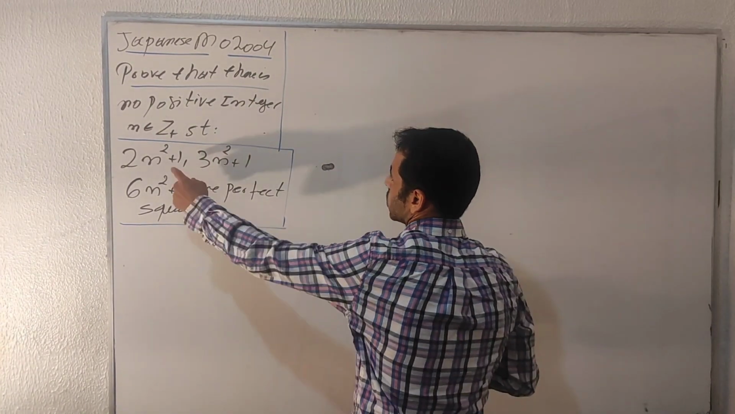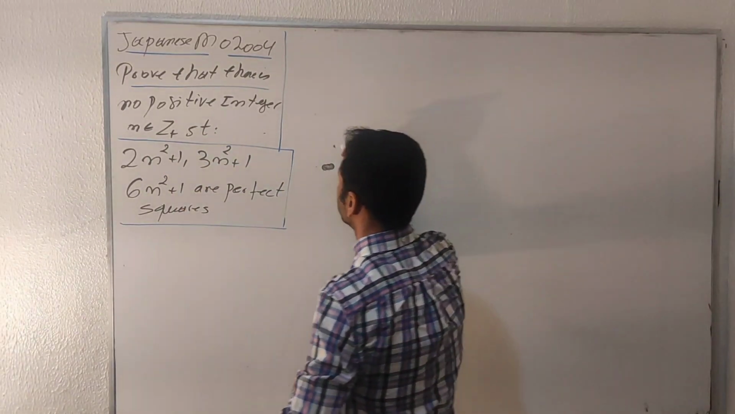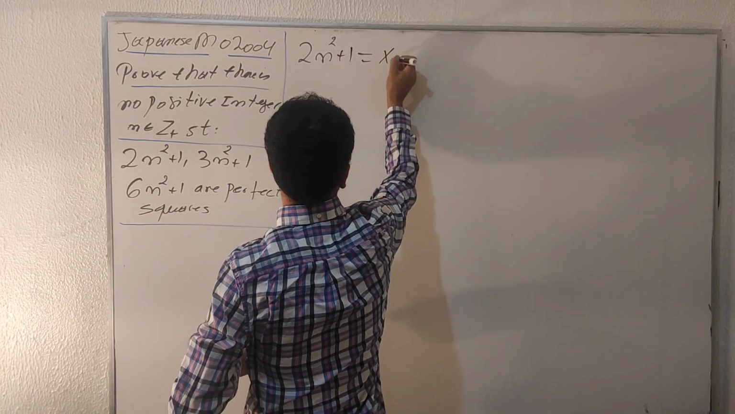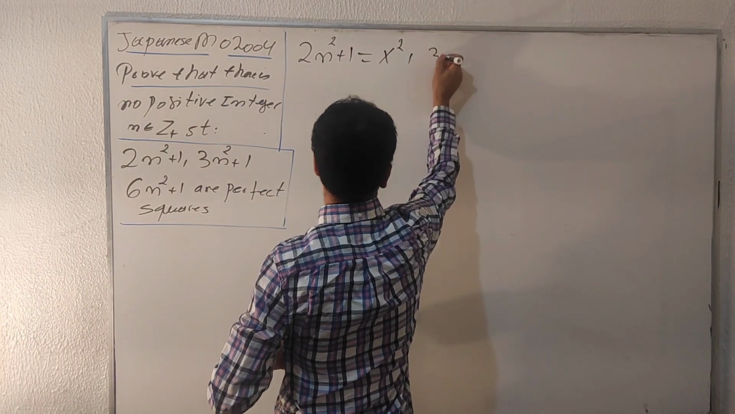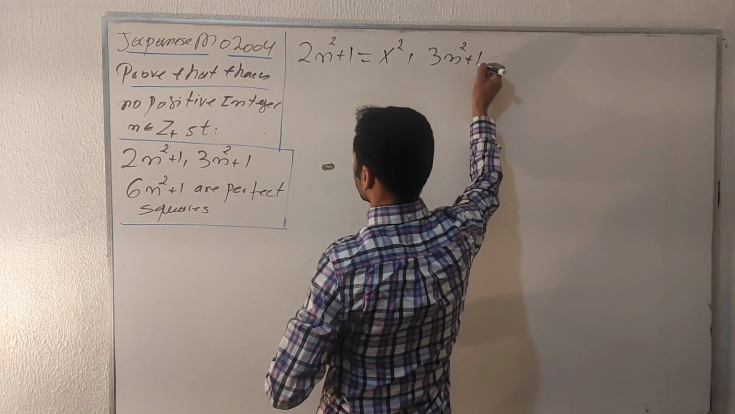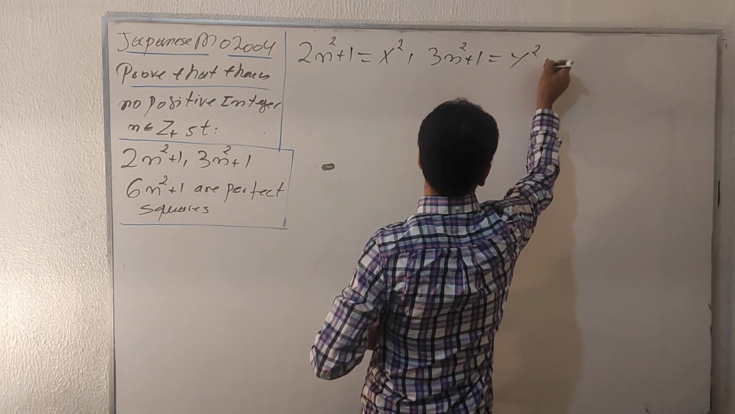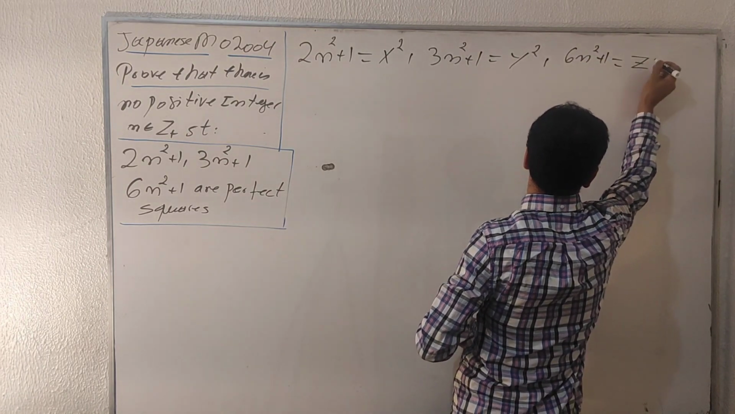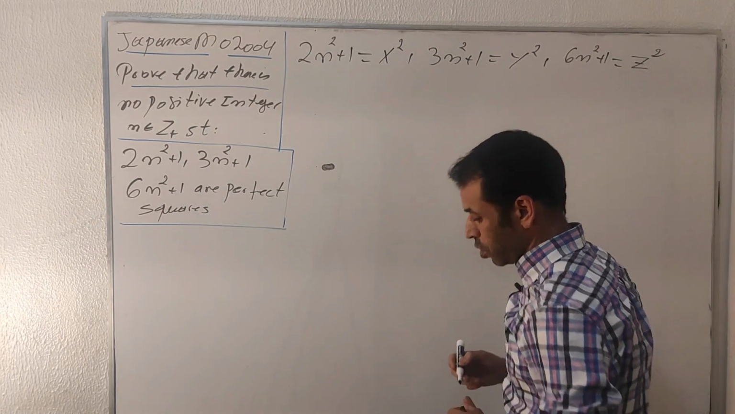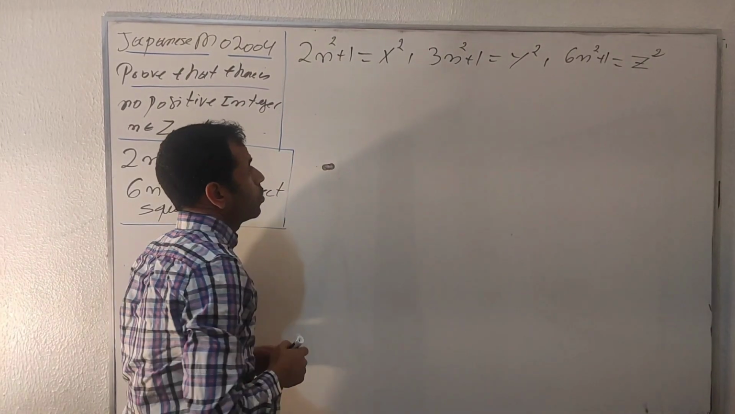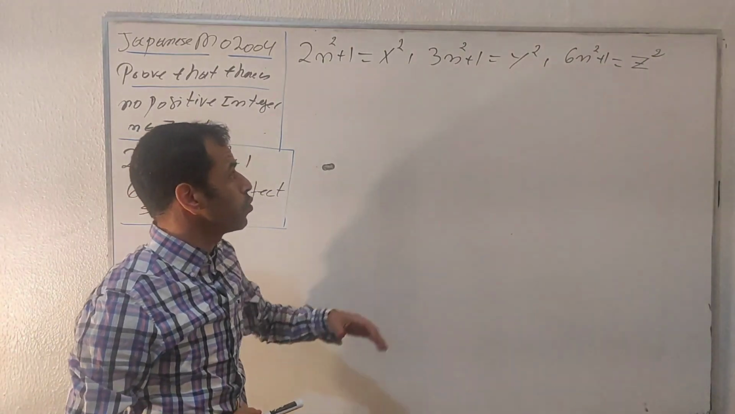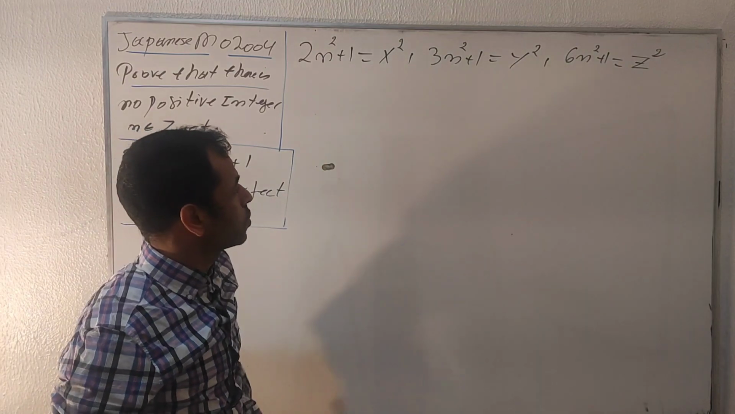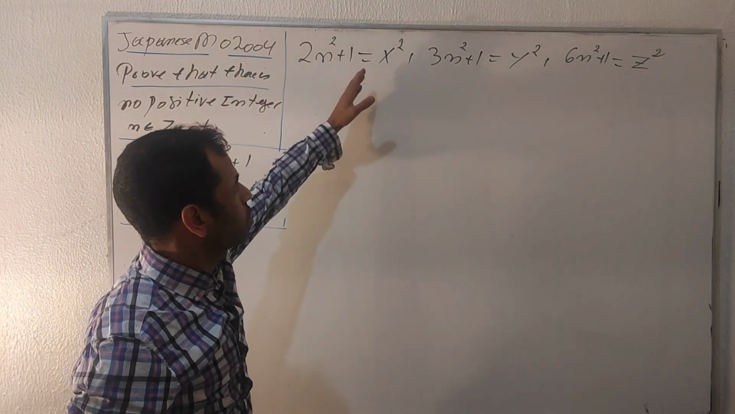So we are assigning these three terms as perfect squares, which means we have 2n squared plus 1 equals x squared, and also 3n squared plus 1 equals y squared. Finally, 6n squared plus 1 is a perfect square, z squared. So now the first thing that comes to mind is that we are going to cancel n from these equations to write the three equations in terms of x, y, and z.